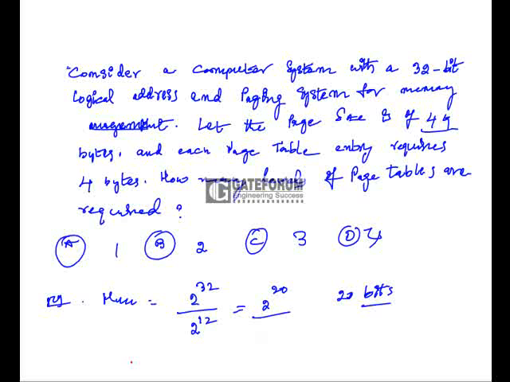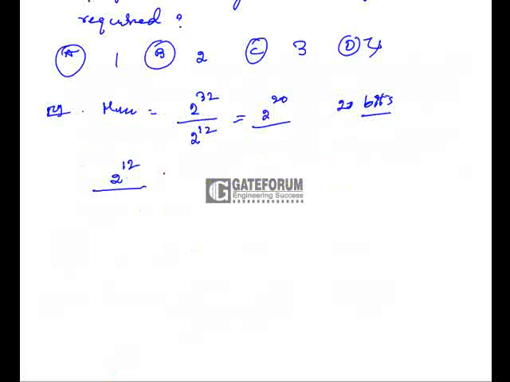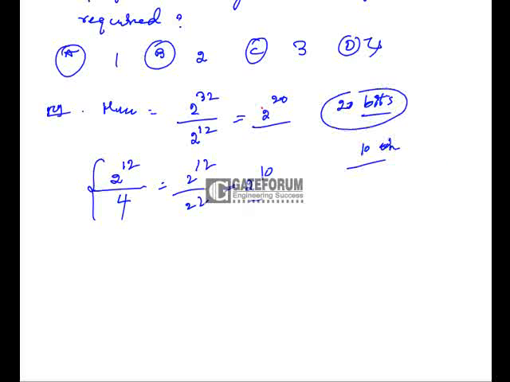So for entries into the page table, 2 power 12 is the page size. If you take 4 byte entries, we have to divide the page size by the number of bytes in each entry. So this will be 2 power 12 by 2 power 2, which is 2 power 10. That means 10 bits are required for an entry. So the number of levels can be decided based on 20 bits divided by 10 bits. So it will be 2 level entries. Option B.